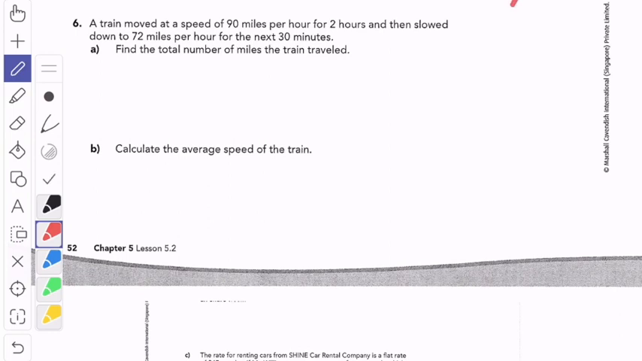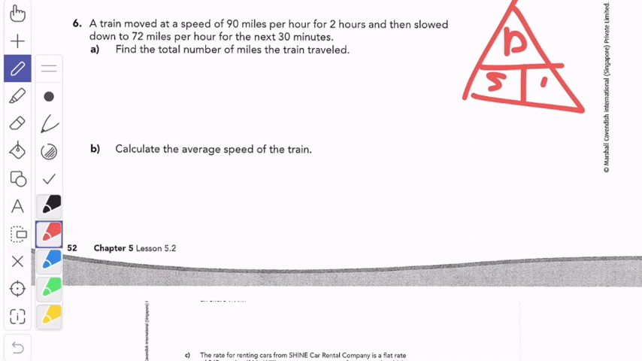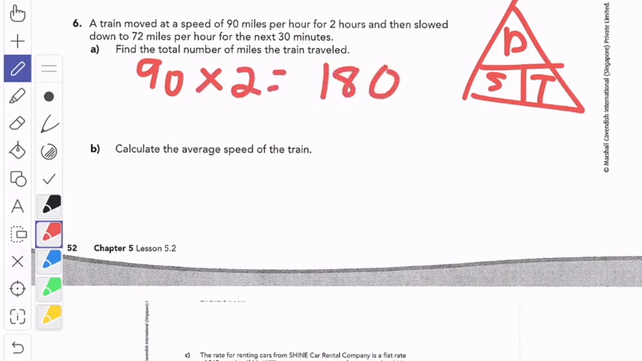So what I need to do is distance, speed, time. So distance up top, speed, and then time. So find the total number of miles, which is distance, so speed times time. The first part was 90 miles per hour, so that's the speed, times 2 hours, which is the time, so that's 180. So it traveled 180 miles.